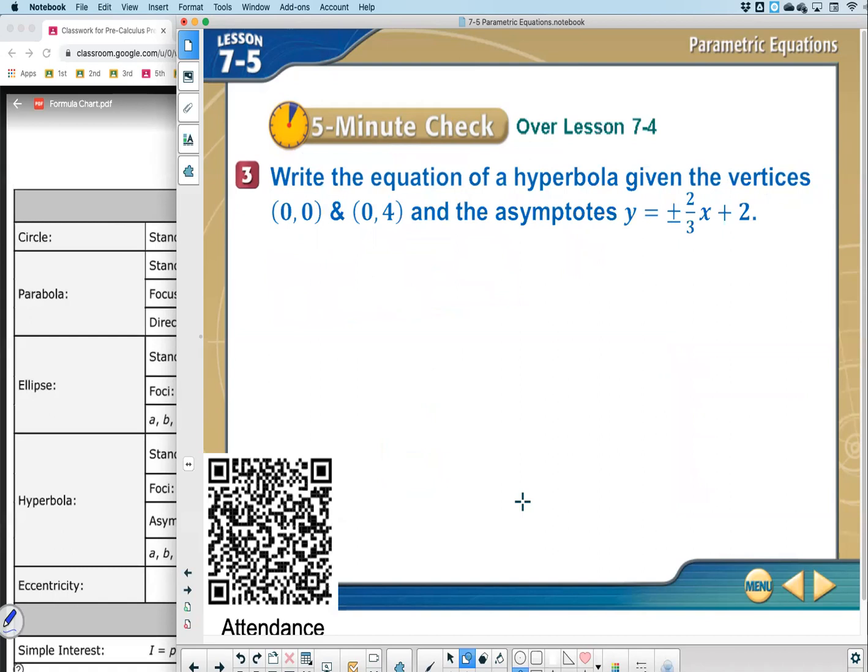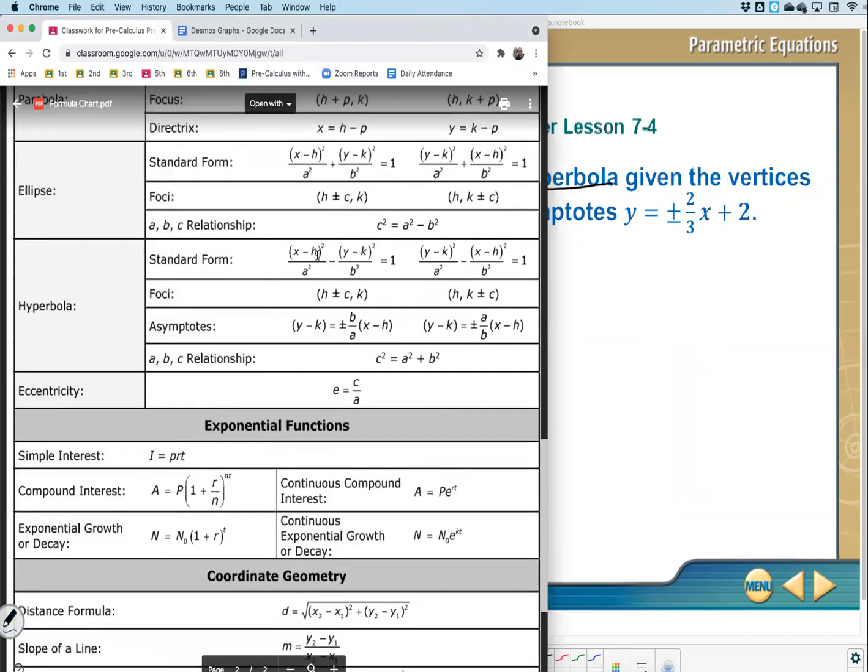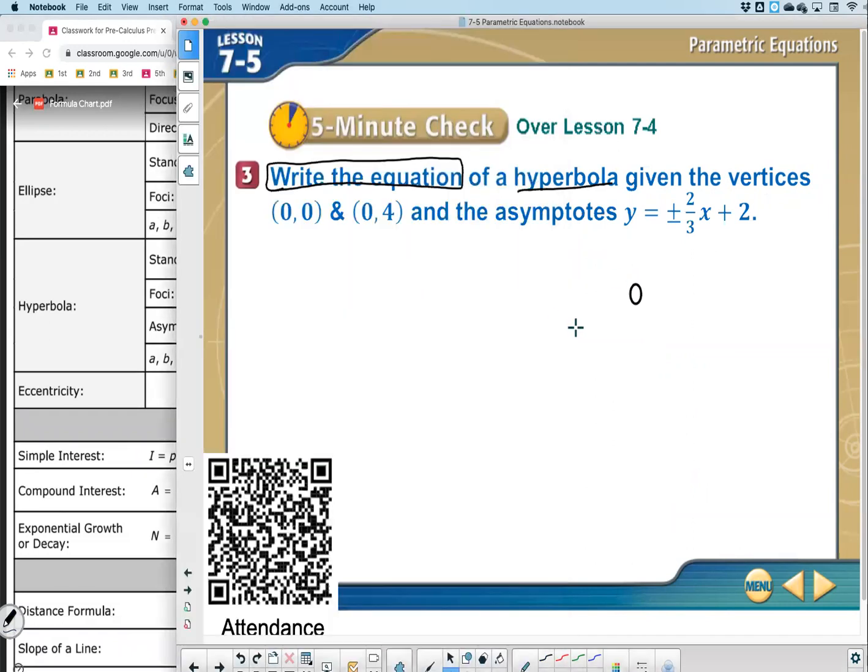Number 3, it says write an equation. So here we are writing an equation again of a hyperbola. So I'm going to go to the formula chart and take the standard form. And again, everything but the y minus k's and the x minus h is what I'm copying. So I should have on the first fraction a parenthesis squared over a squared minus another parenthesis squared over b squared equals 1.